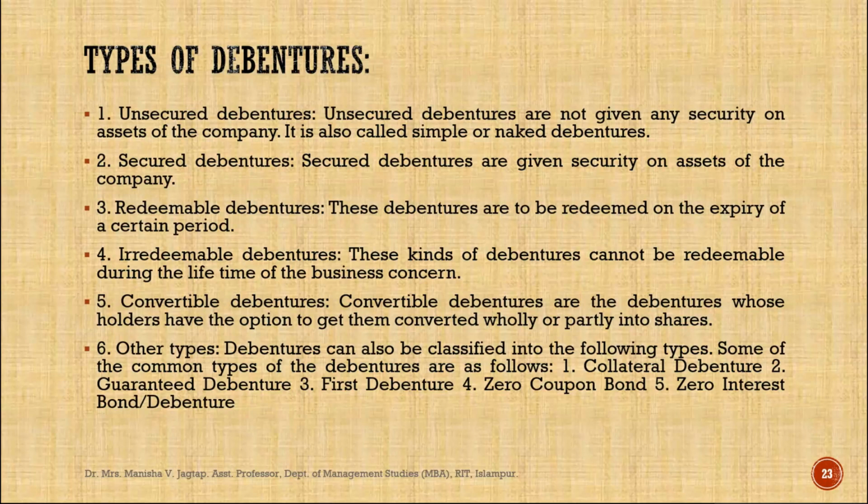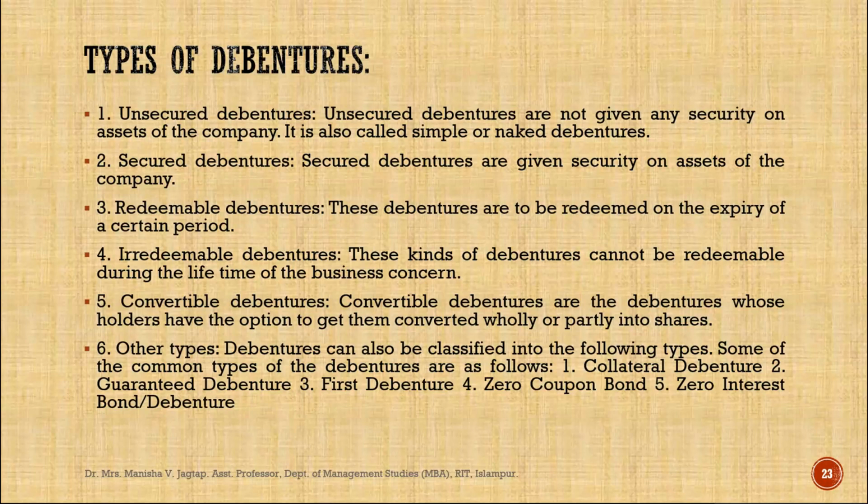First is unsecured debentures. Unsecured debentures are not given any security on assets of the company. It is also called simple or naked debenture. This type of debenture is treated as unsecured creditors at the time of winding up of the company.